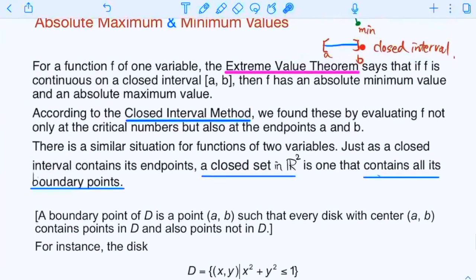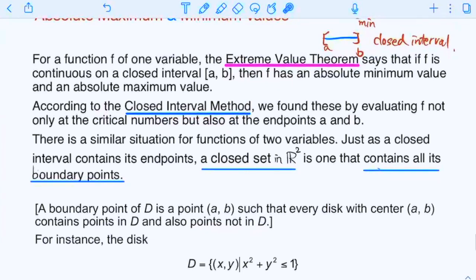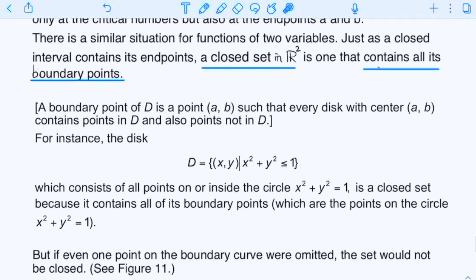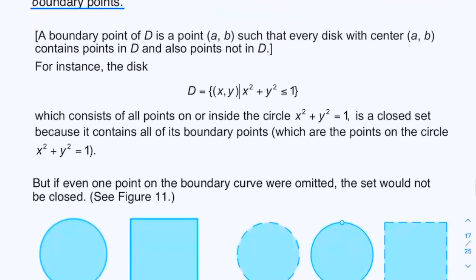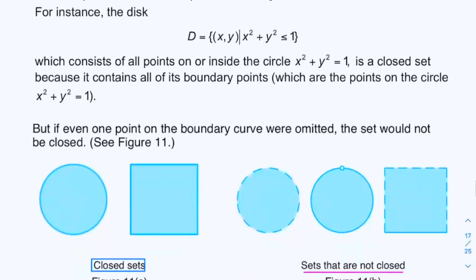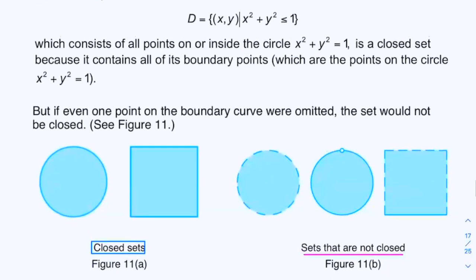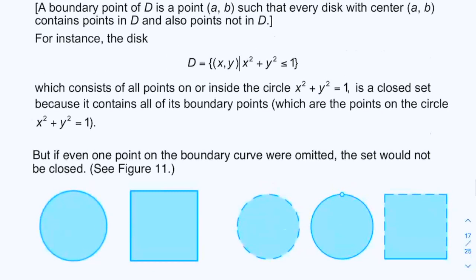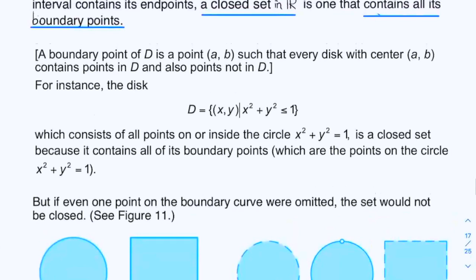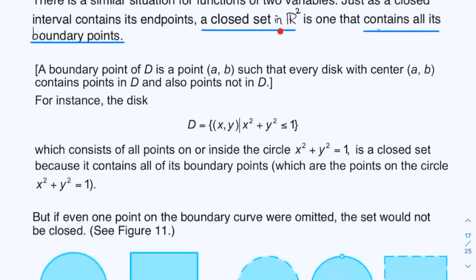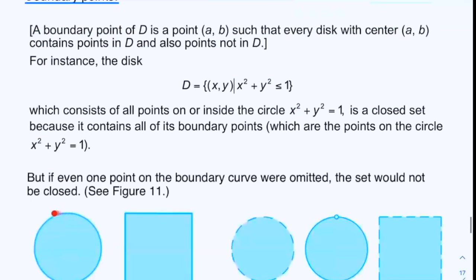Now, go back. At that time, we needed a closed interval, right? But how about in the two-dimensional case? In the two-dimensional case, we need to think about a closed set instead of a closed interval. So what's the definition of a closed set? Look at some examples here. These two are closed sets. All three on the right side are not closed. The definition of a closed set is that it contains all of its boundary points. All the points on the boundary are included.